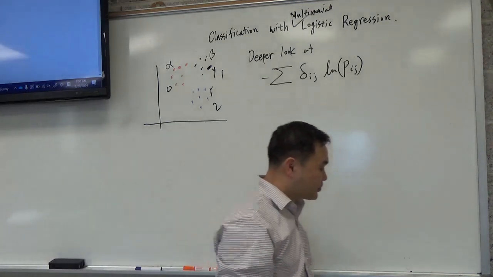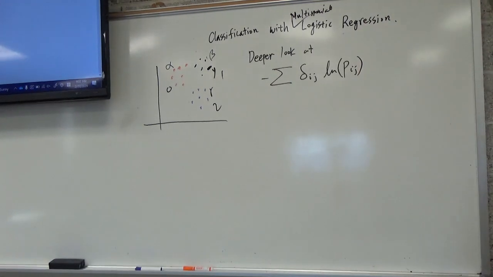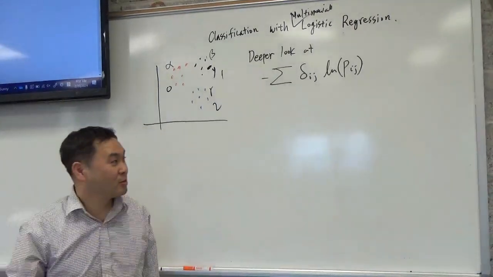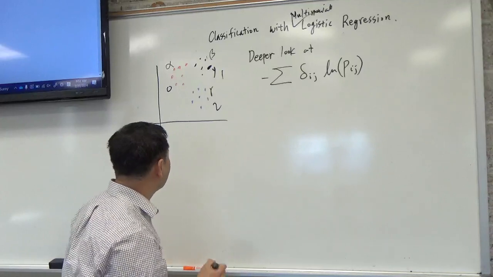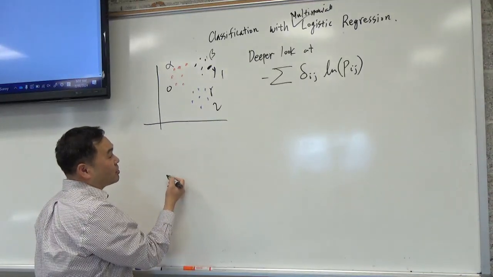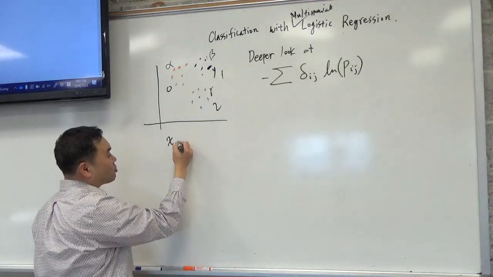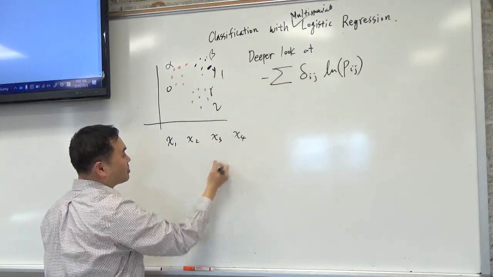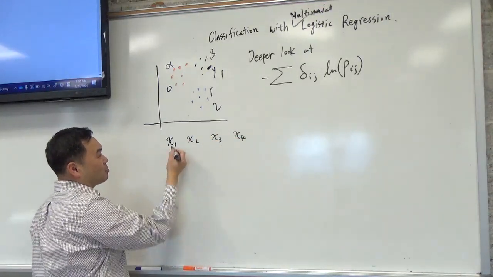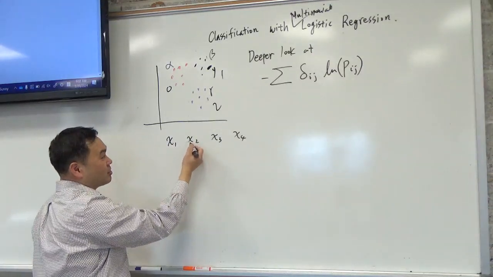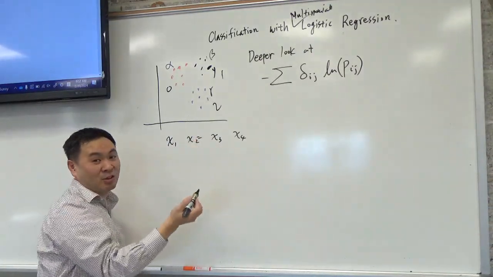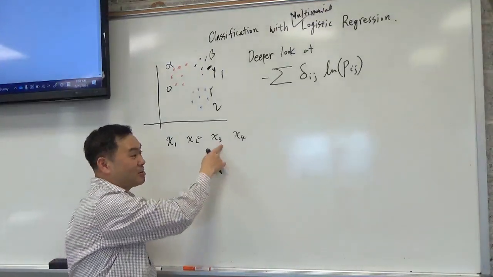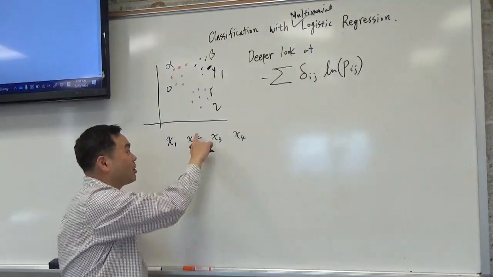Okay. Let's think about a very simple case where we have some features x1, x2, x3, x4, BMI 23, A1C value, I don't know, 6.3, and then something something. You have some feature values, okay?